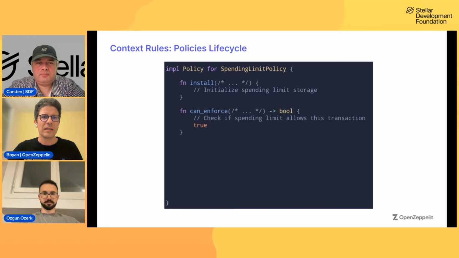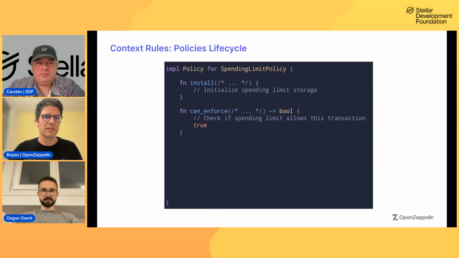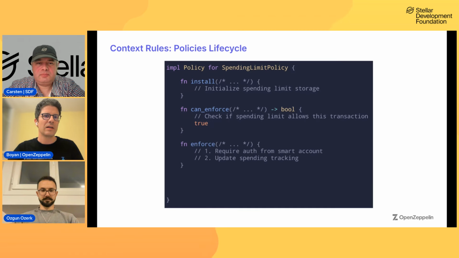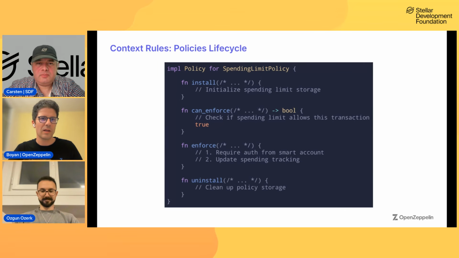passed. Can enforce is just the read function that is invoked every time the evaluation loop runs. Enforce, on the other hand, requires authorization from the already installed smart account and can modify the storage and can emit events. Uninstall is called when the rule is removed, so we are cleaning up the policy storage. So install and uninstall are used only once, can enforce on every evaluation loop, and enforce when a context rule is matched. So these are the main elements of a smart account.